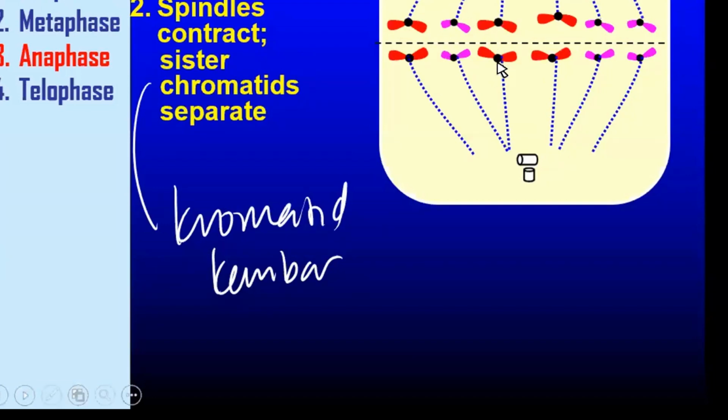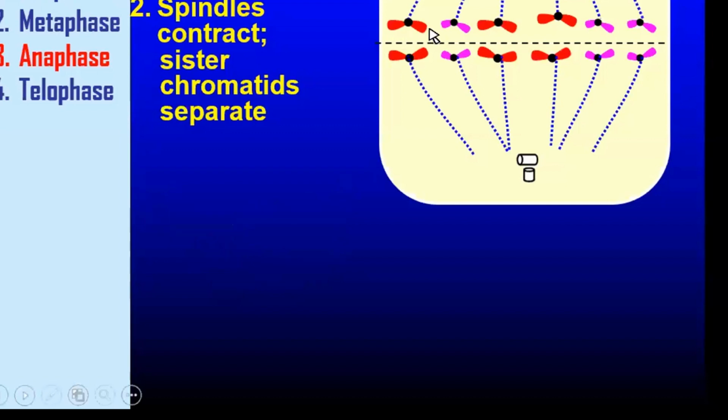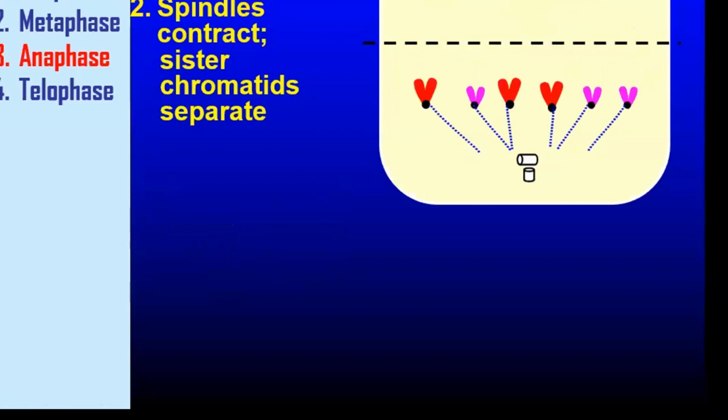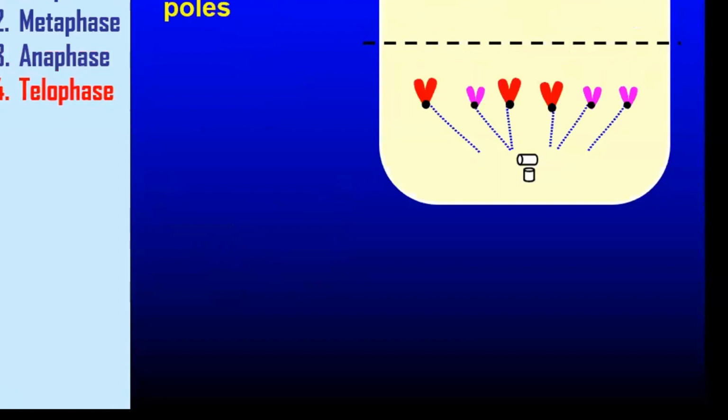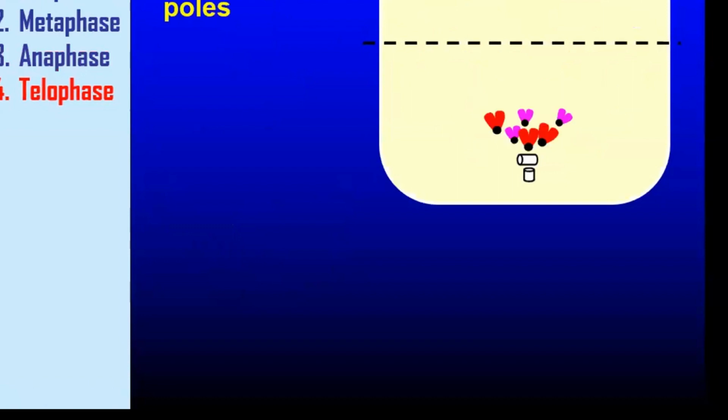Okay, and yeah, okay. In Malay, we call it chromatid kembar. Last time they called chromosome anak. Now the new textbook, they put chromatid kembar. Guys, have you copied? Centromere split, spindle fiber contract, sister chromatid separate, and finally, telophase, they reach opposite poles. Mereka sampai kutub masing-masing.